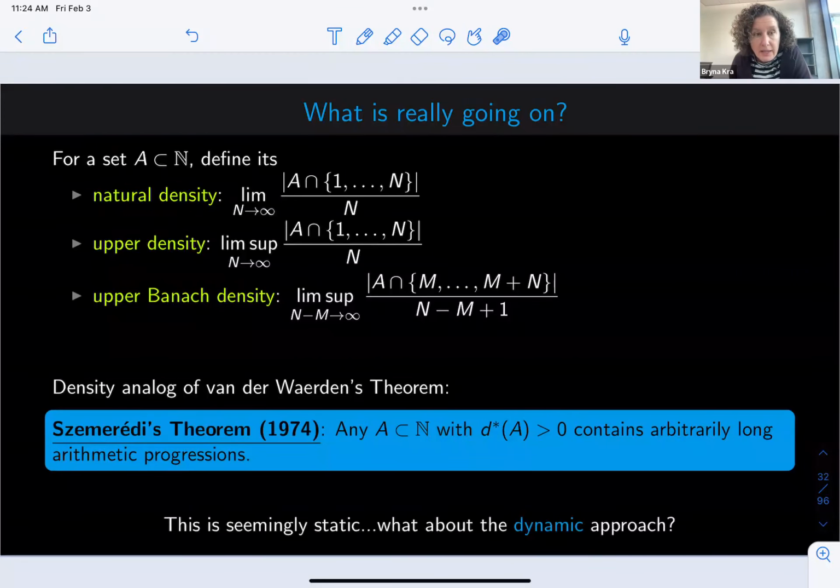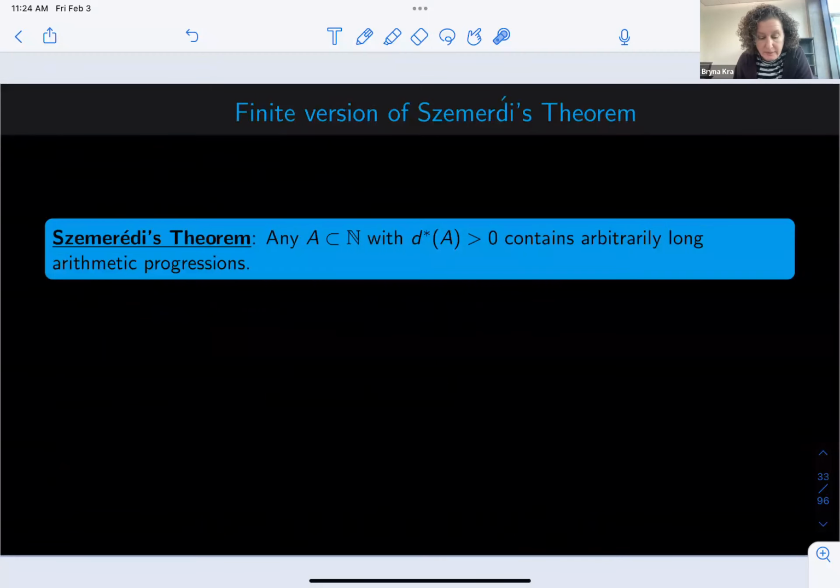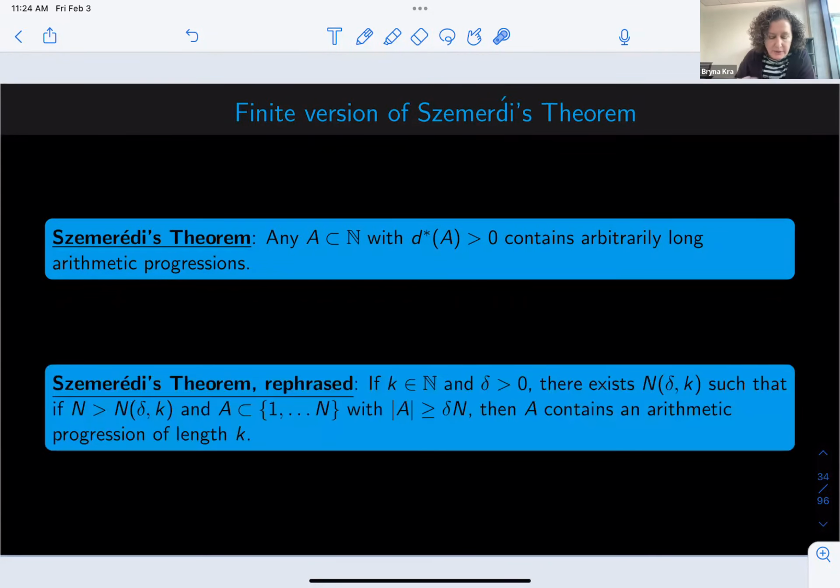So again, Szemerédi's theorem has a dynamical approach to proving it, and this is what Furstenberg did. And just to show you how you get that, I want to actually take Szemerédi's theorem and derive Furstenberg's theorem first, before we start talking about the converse, which is more interesting. So this is just Szemerédi's theorem rephrased, what I've done here.